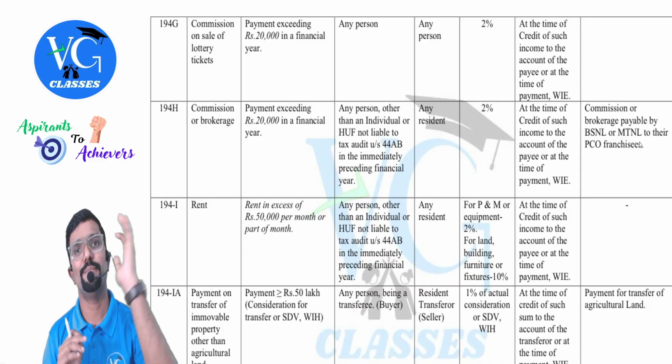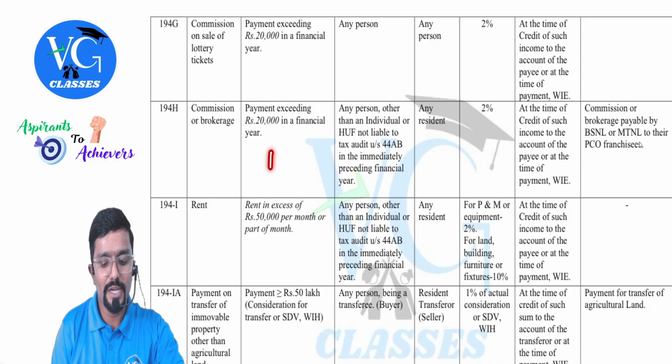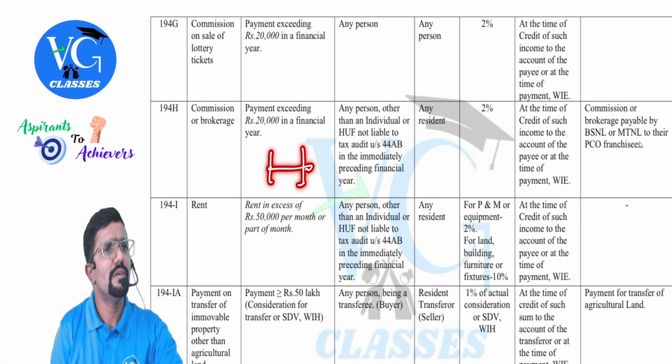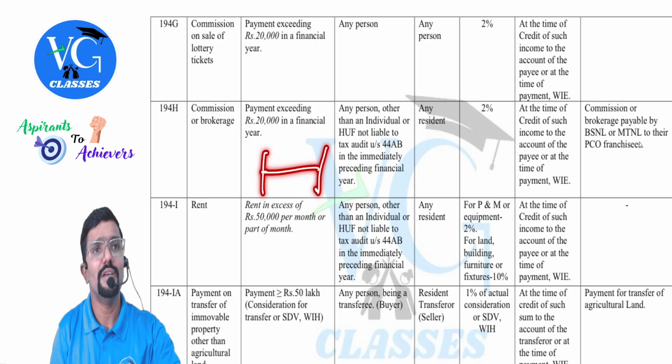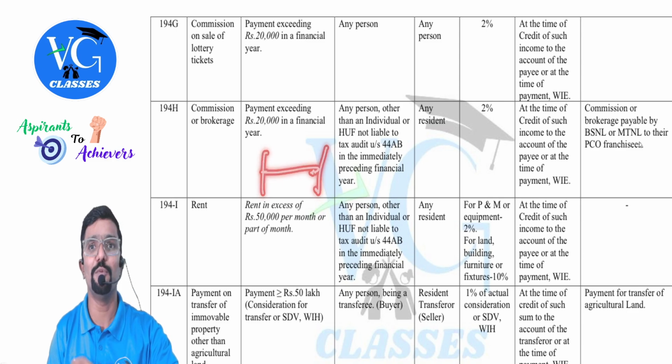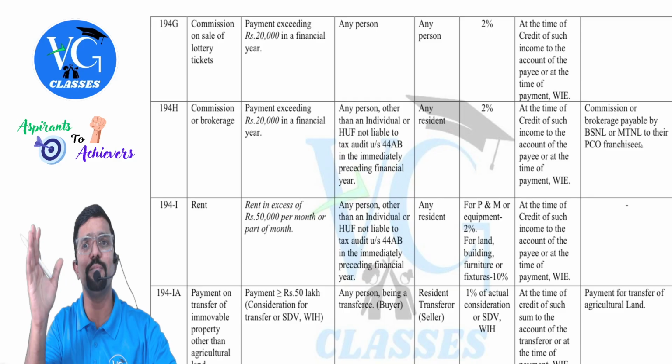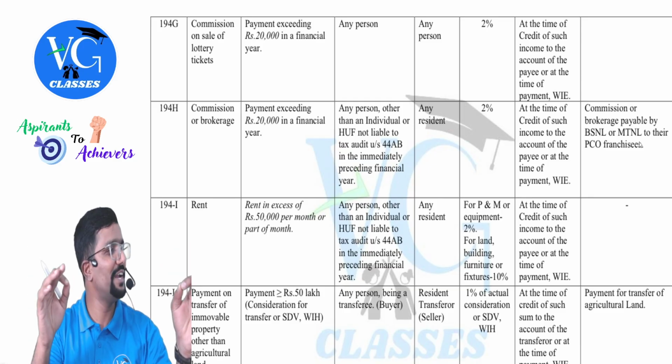Clear? But listen here. Sir, in between two people, two individuals or two persons, to connect them there is one middleman, for whom we will pay commission or brokerage. So, TDS on commission or brokerage is under section 194H.